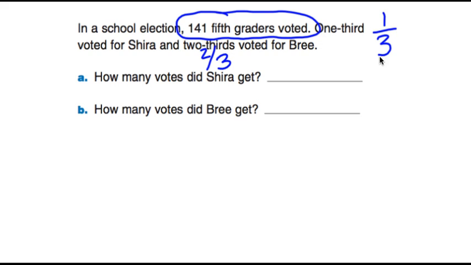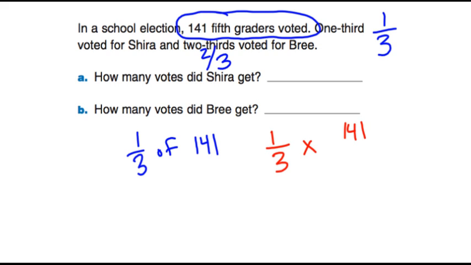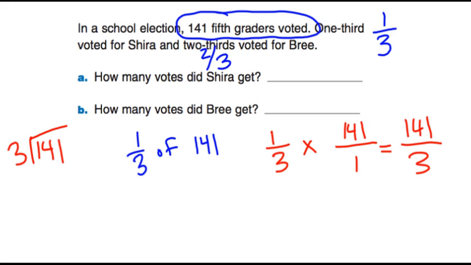So for Shira, we want to find what 1/3 of the whole is. So we're going to set this up as 1/3 of 141. And to make this a multiplication problem, it would look like 1/3 times 141 over 1. So 1 times 141 is 141, and 3 times 1 is 3. To simplify, we need to divide. 141 divided by 3. 3 goes into 14 4 times.